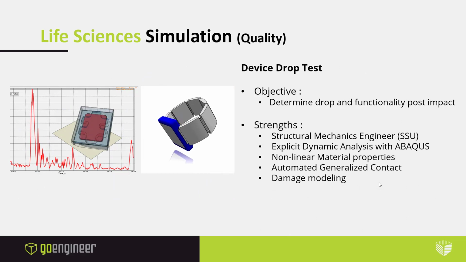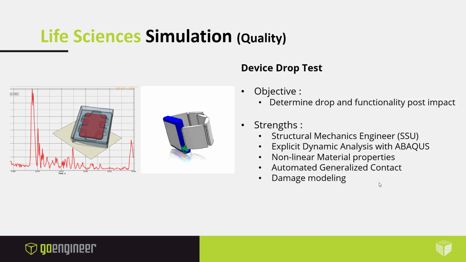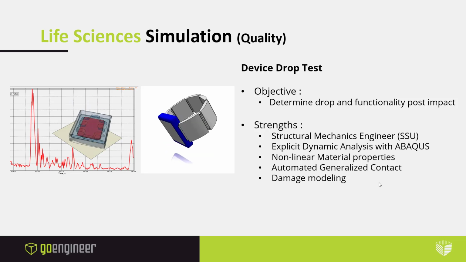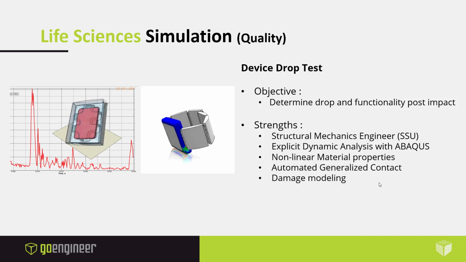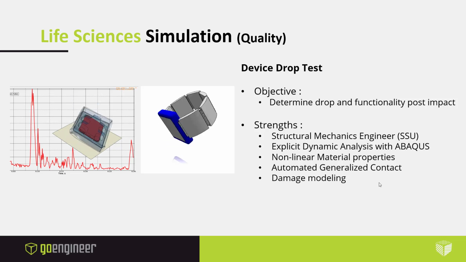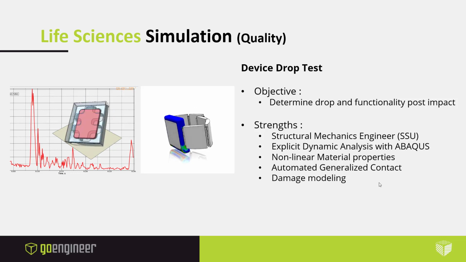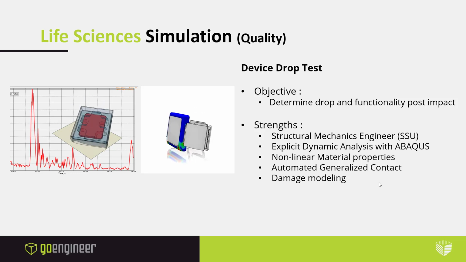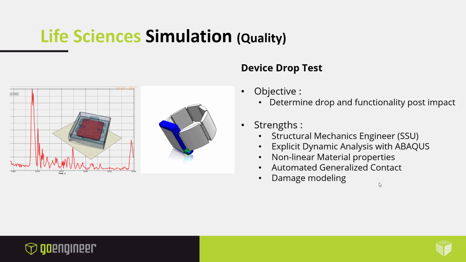The next example is a case that I guess most of us are familiar with, which is drop testing devices. We use the Simulia technology to essentially run and simulate an actual drop test and also test the functionality of these products after drop. Specifically, what was utilized to run these examples was the explicit solver with Abaqus, and again, the nonlinear material properties coupled with the damage modeling essentially helps us study product behavior in these high impact environments.